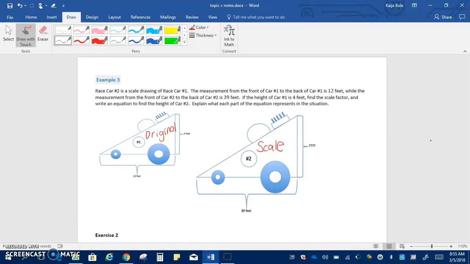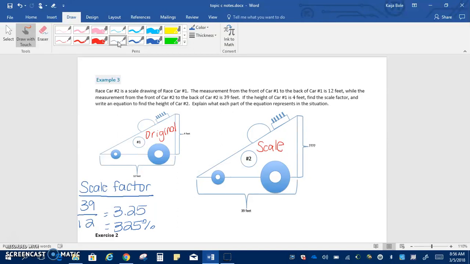If the height of car number 1 is 4 feet, find the scale factor and write an equation to find the height of car number 2. So let's start with our scale factor first. And remember, it's always scale over the original, so we're going to use the measurement that they both have. So this would be 39 over 12. And you divide that, you get 3.25, which is the same thing as 325%.